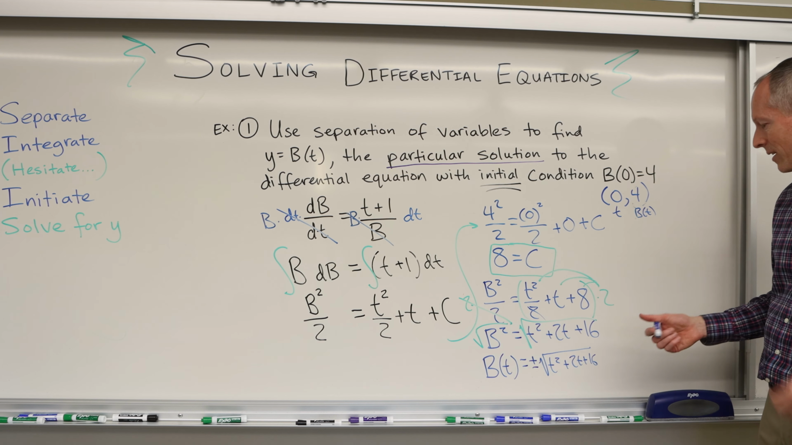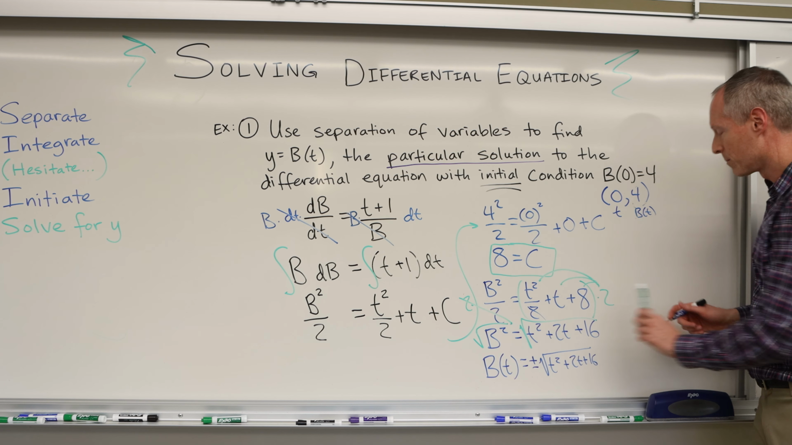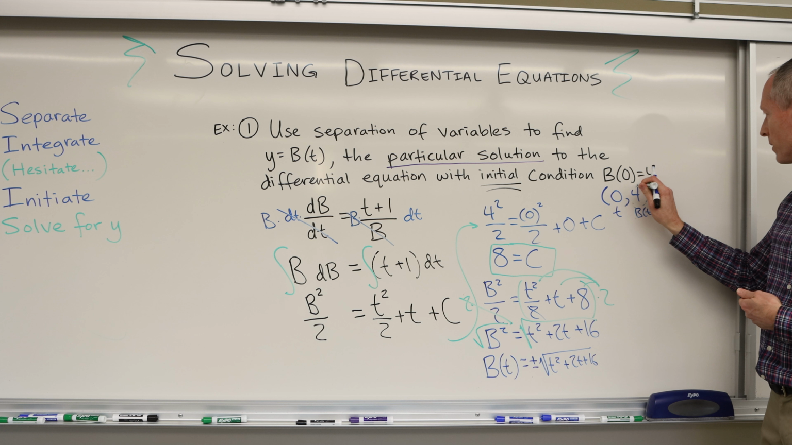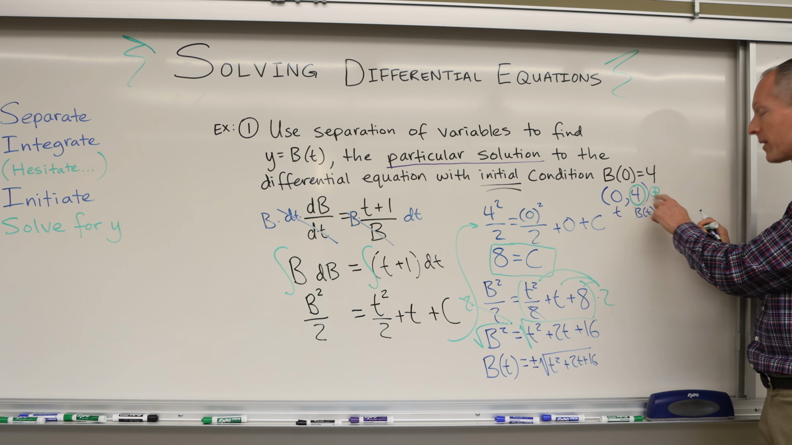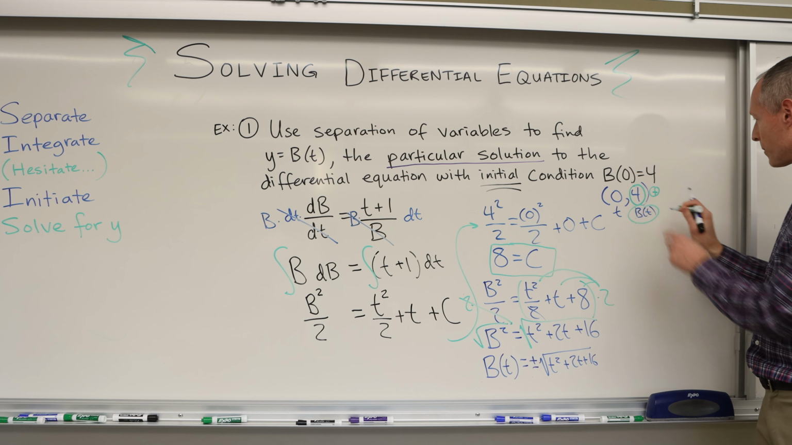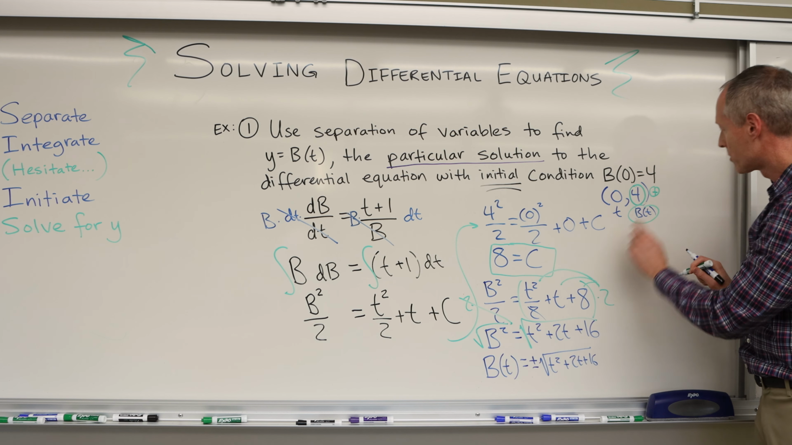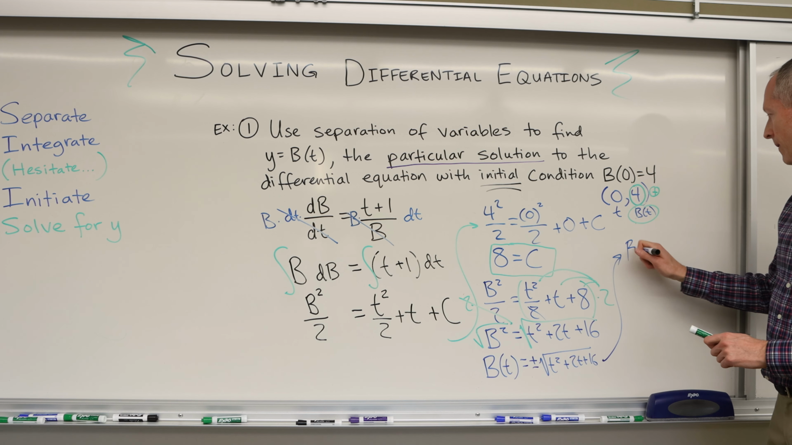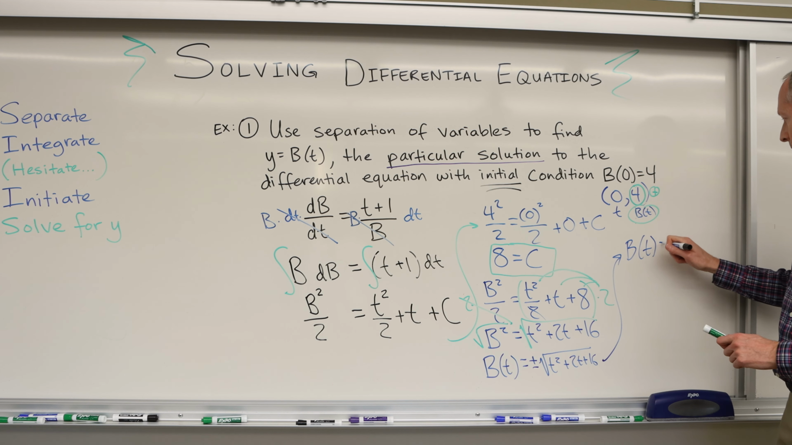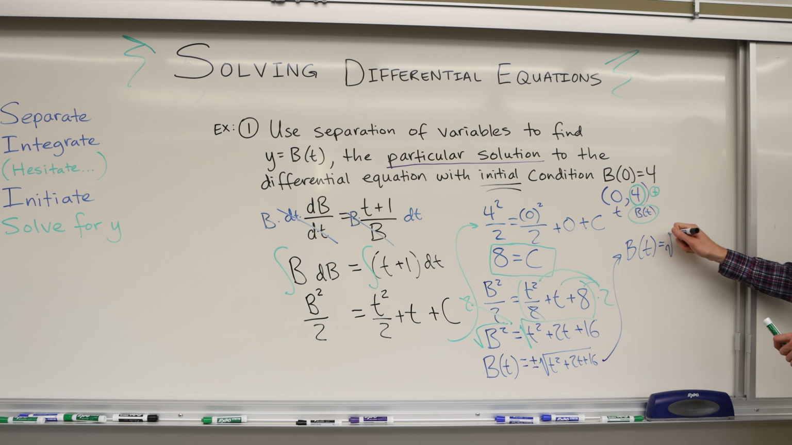But the shortcut, and it works every time, when you have positive or negative, we look at our initial condition, whatever the y value is. If it's positive, that's my answer, because remember the y value is the b of t. So if it was negative, I would take the negative one, but we are going to take the positive answer. So our final answer is the positive square root of t squared plus 2t plus 16. And we're done. Now we're going to do one more problem.